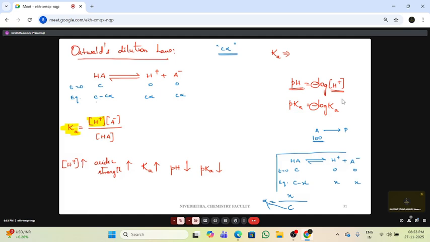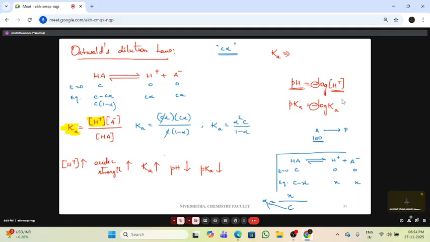So C minus C alpha can be written as C into 1 minus alpha. So Ka is equal to the concentration of H plus ion, which is C alpha, the concentration of A minus ion, which is again C alpha, divided by C into 1 minus alpha. C will get cancelled. So the value of Ka is alpha square C divided by 1 minus alpha.